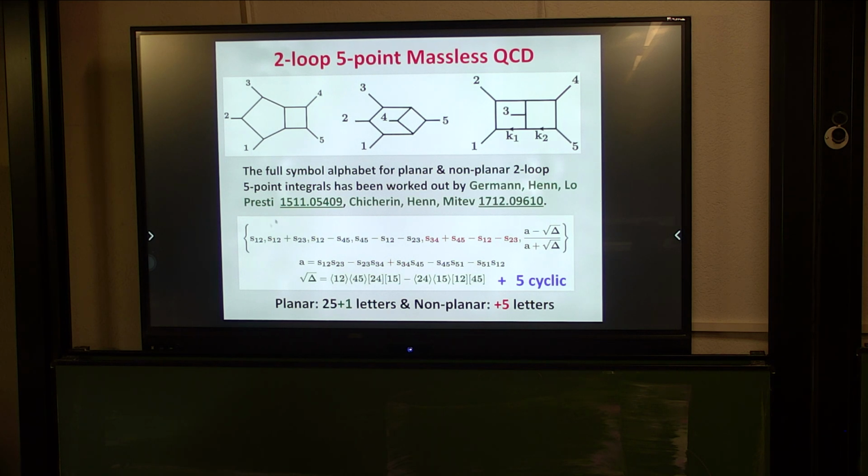So a different theory from, I'm omitting all the details, but we don't need the details. We can just open and be like engineers, open the paper and try to extract the answer. We cannot go through the details and everything, but the full alphabet has been worked out, planar and non-planar, for these integrals, and the reference is these papers. And so I tried to write down the alphabet here.